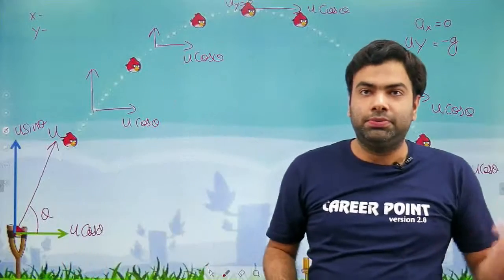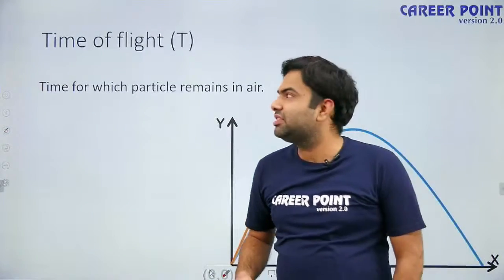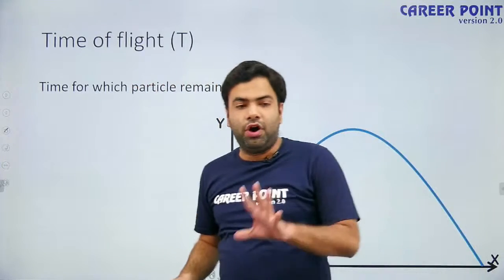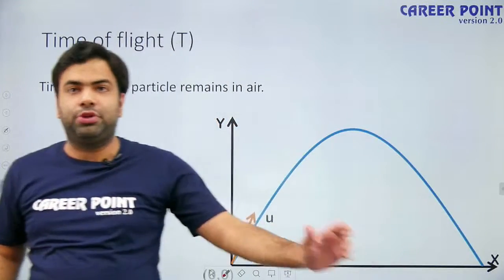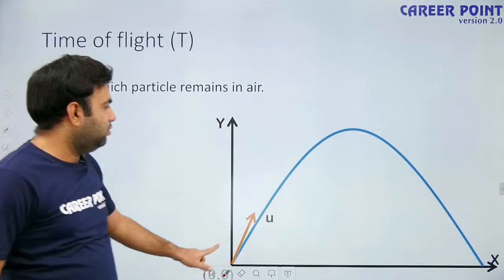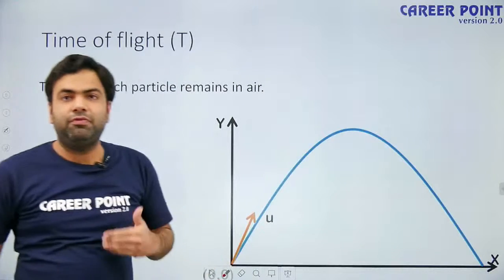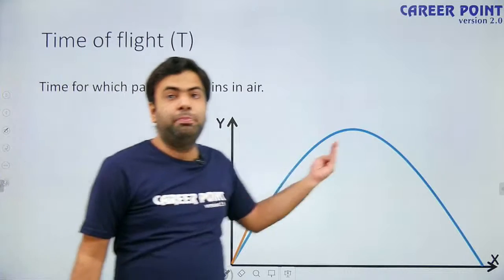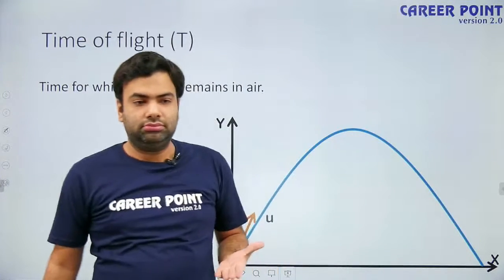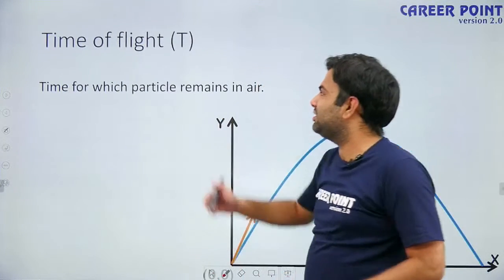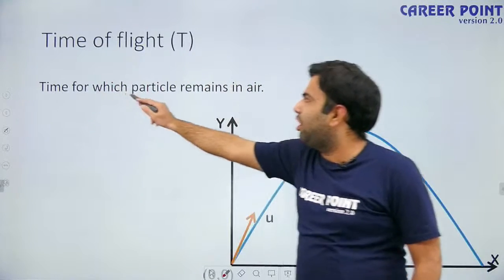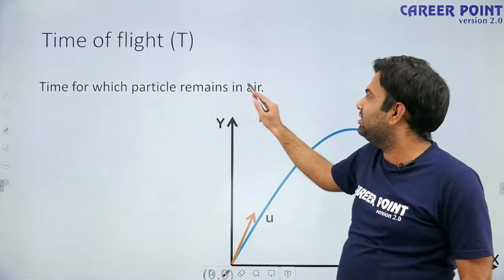Now in today's class we are starting with the calculation of time of flight for a ground to ground projectile. See, for a ground to ground projectile, if we want to calculate the time taken by this projectile to complete its journey, then that time is known as time of flight, or we can say the time of flight is the time for which the particle remains in air.